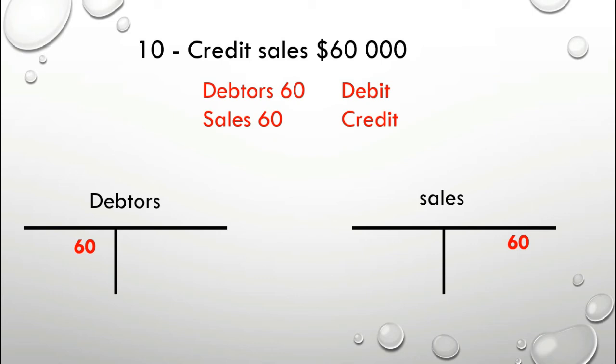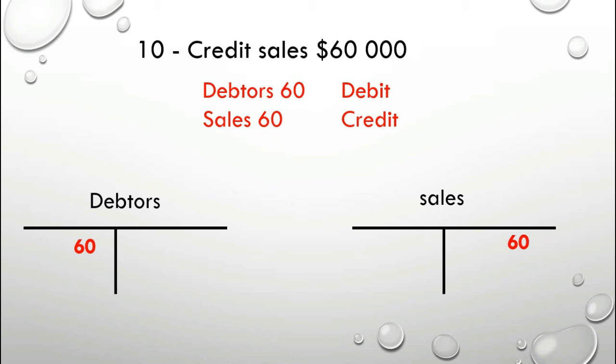The last transaction is credit sale. When we make a cash sale, we will receive money. Here we are not receiving cash. Instead, we will have a debtor balance or trade receivable balance. So trade receivable or debtor is an asset. It's a current asset. So we can go to debtor account and debit 60,000 because of the sale, our debtor asset is increasing by 60,000.